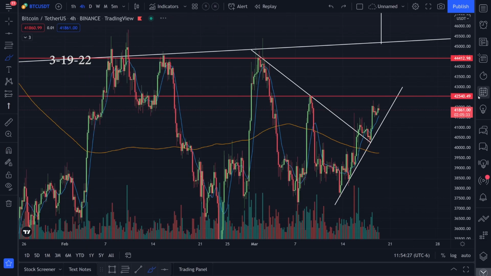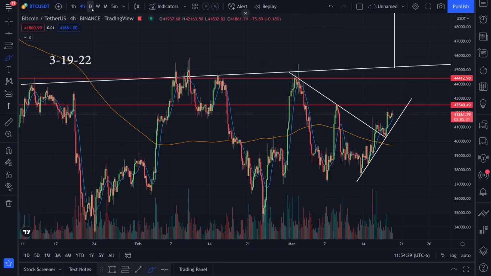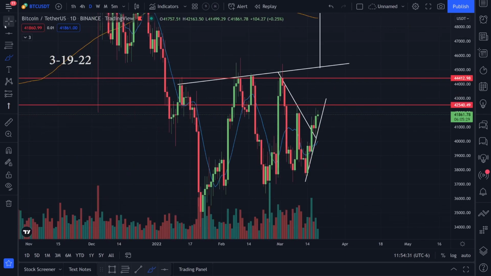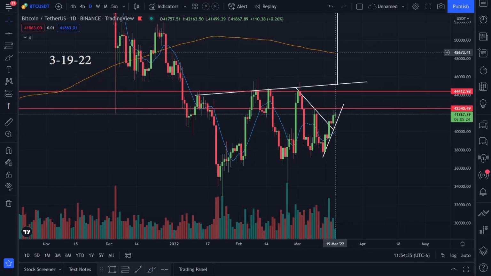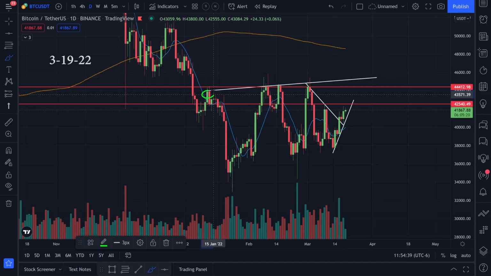And then if we jump out into the daily time frame, the other thing that I've been watching is, let's go ahead and zoom out and clear this up a little bit. We have resistance, resistance, and resistance. This is on the daily time frame. I was watching this trend line going up like this. I think if we could break 44.4K, then the next spot that I'll be looking at is 45,000 from this trend line.